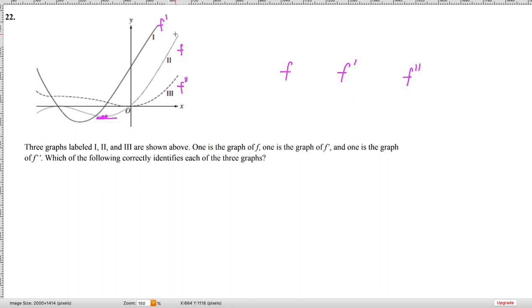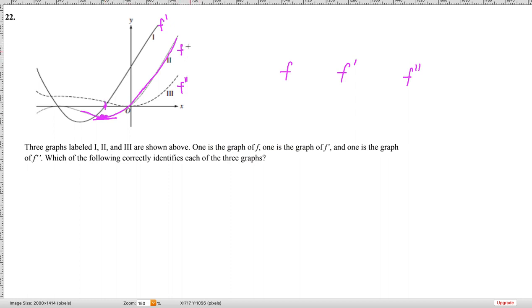So I just picked one of the curves and said, okay, let's see if this one's f. Then the slope of the tangent line right here is 0, and if I look closely at f, that matches. Looking at this curve, the slope of the tangent line at this point is 0, so f prime needs to be 0 at this value.